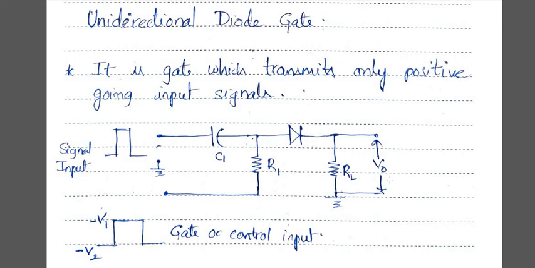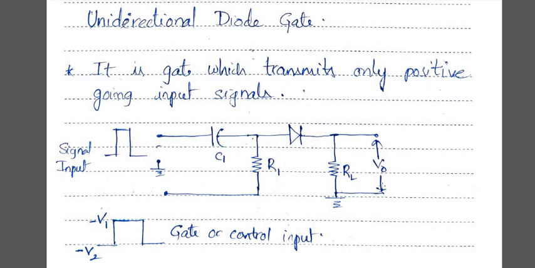But this gate is not particularly suitable for transmitting a large portion of pulses at a time, so we make the pulse duration very short, so that you can transmit the input signals very satisfactorily. So this is how the unidirectional sampling gate works.